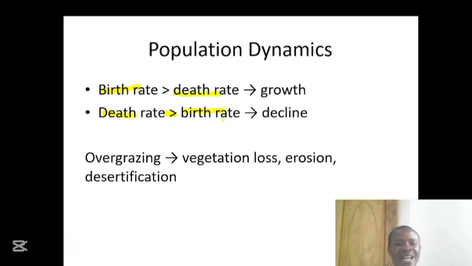And on this slide here, I have something not actually related with population dynamics, but I just have overgrazing. The overgrazing also will affect the population of plants actually, but not animals. So this overgrazing, it will lead to vegetation loss, it will cause erosion, the washing away of the topmost soil by wind or water. It will also cause desertification, the process of forming a desert.